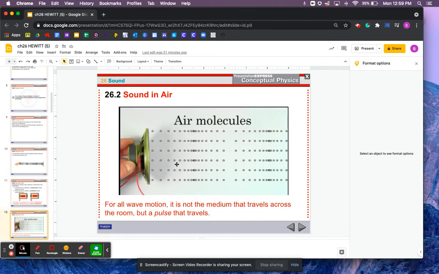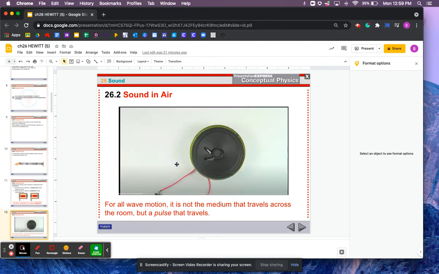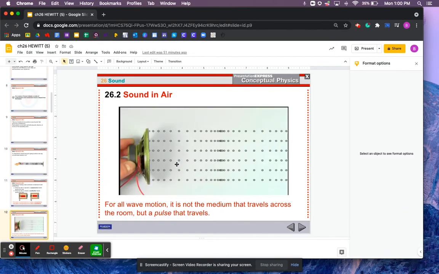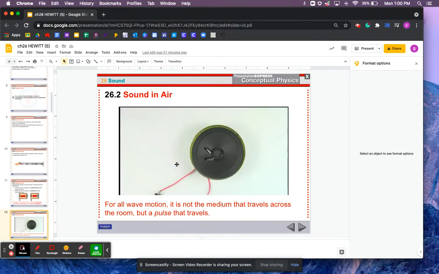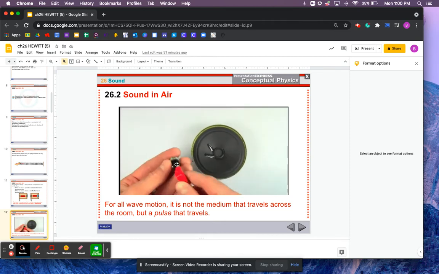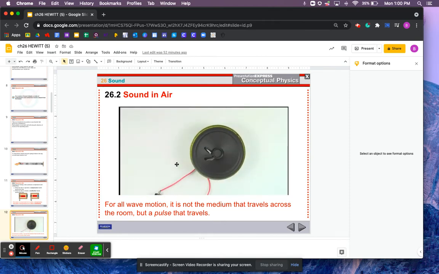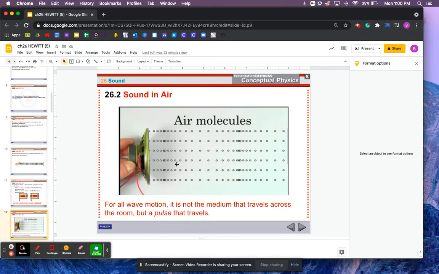Here you can see air molecules moving. Here's a quick little animation. There's a little speaker, and they're going to play a sound on the speaker. You'll notice that all of those air molecules are moving as the sound travels. That is how sound travels in air. It's all of the air molecules bumping into each other. I produce a disturbance that causes the air molecules to move, and those molecules bump into the next ones, and then those bump into the next ones, and so on and so forth.